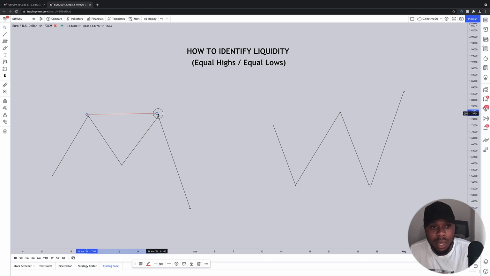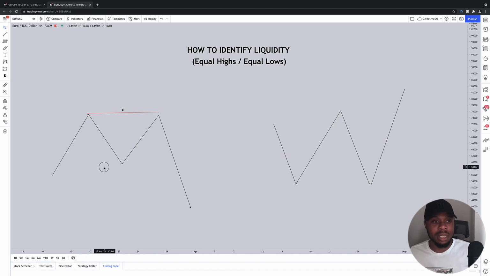And so what's up here once again? There's going to be money above these equal highs, because this is used as a strong retail confirmation. It's known as a double top. It's known as equal highs.